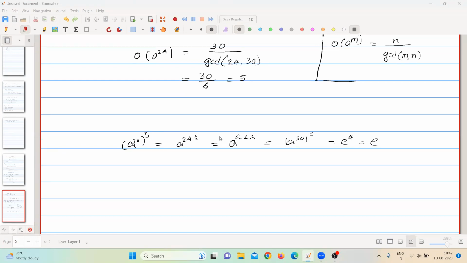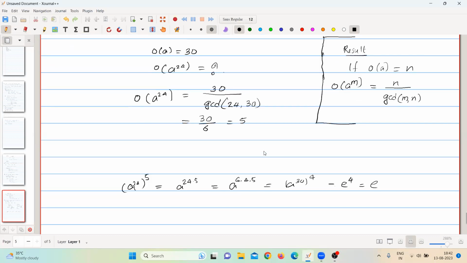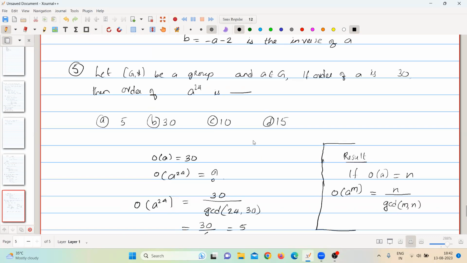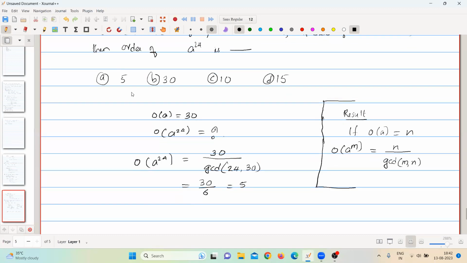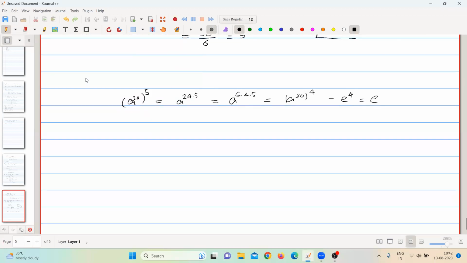Okay, so what I want to say is, whatever calculation I have done, it is wrong. Since a power 24 equals a power minus 6, maybe just by rearranging the multiplication factor, you can try. Using that also, we can prove that 5 is the order. For that, I think you may need to use this condition: a and a inverse will have the same order.